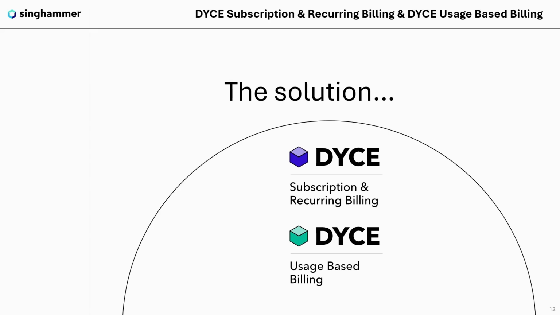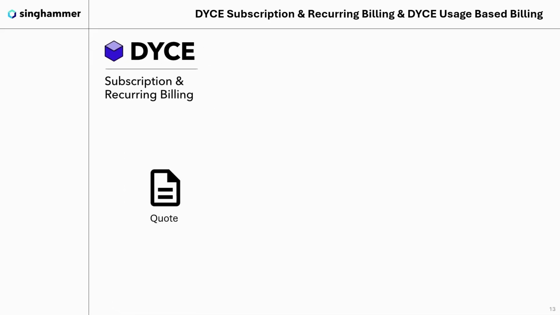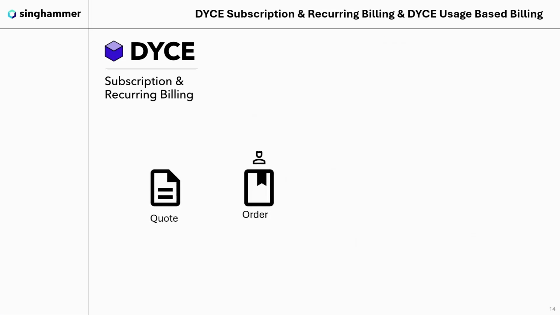But how does it work in detail? Even during the proposal phase, our solution adds value. Your items carry additional attributes that define whether and how they lead to recurring billing. This ensures maximum transparency for your customer right from the quote. Alongside one-time sales value, recurring billing components are displayed per item and summarized per period. This functionality is also available in order confirmations.